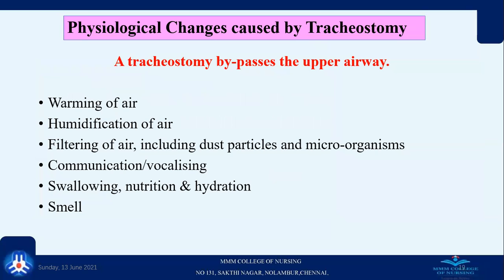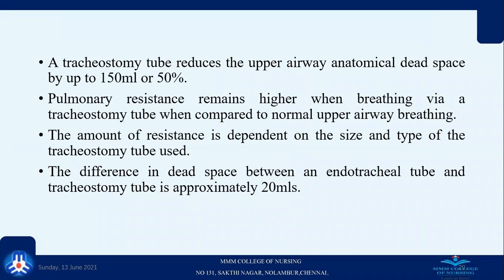Next, we'll see what the physiological changes are that will be caused when making the tracheostomy. The tracheostomy tube bypasses the upper airway. It affects the normal functioning of the nose and the mouth, which are warming of air, humidification of air, filtering of air, including both dust particles and microorganisms, communication and vocalizing, swallowing, nutrition and hydration, and smell. All these normal functions will be altered when the patient is put on the tracheostomy tube.